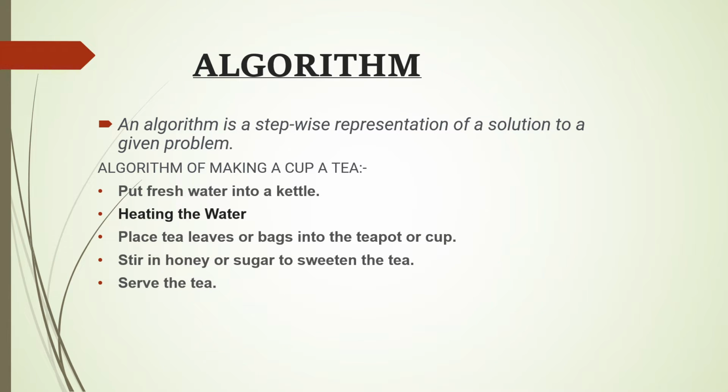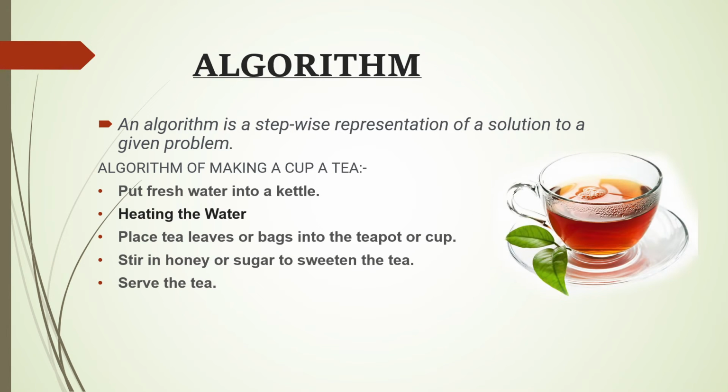So an algorithm is a stepwise representation of a solution to a given problem. The first step for our algorithm will be: put fresh water in a kettle. I know everyone knows how to make tea. So put fresh water in a kettle, heat the water, place tea leaves or bags into the teapot or cup, stir in honey or sugar to sweeten the tea, serve the tea.